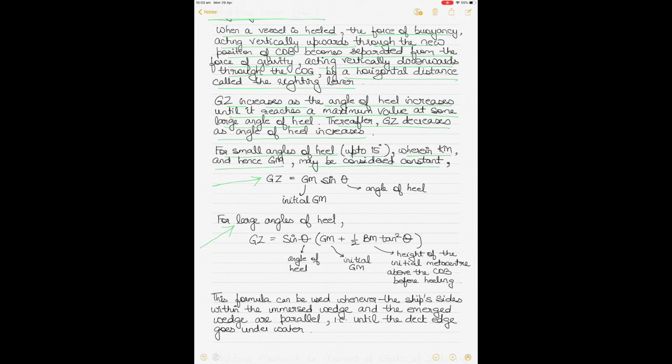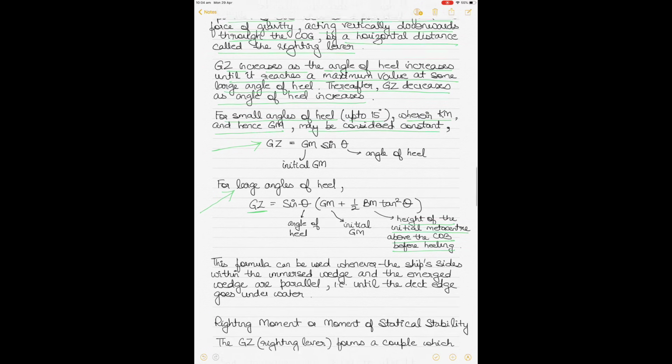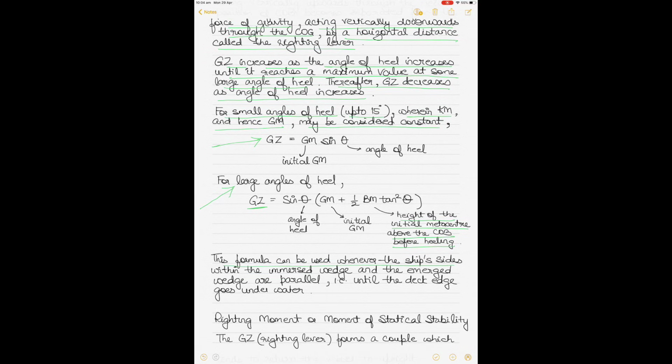GZ equals GM sine theta, where theta is the angle of heel and GM is the initial GM. For large angles of heel, GZ equals sine theta multiplied by, in brackets, GM, which is the initial GM, plus half of BM tan squared theta, where theta is of course the angle of heel. BM is the height of the initial metacentre above the COB before heeling. This formula can be used whenever the ship's sides within the immersed wedge and the emerged wedge are parallel, that is until the deck edge goes under the water.